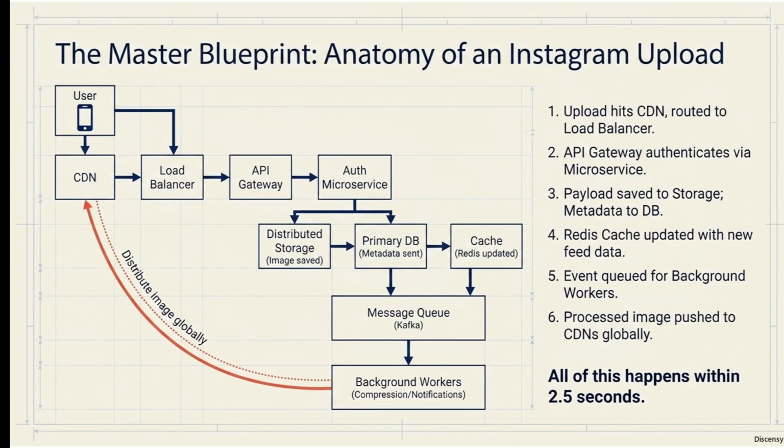Then the API gateway authenticates via microservice, and then the payload is saved to storage, metadata to the database, and then the Redis cache is updated with new feed data, and then the event is queued for background workers, and the last process, the image is pushed to the CDNs globally. And all of this happens within 2.5 seconds, which is quite impressive, and you see all the data wherever you want, easily accessible. You might also find the flowchart presented here.